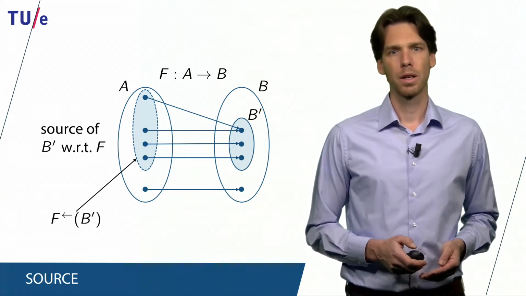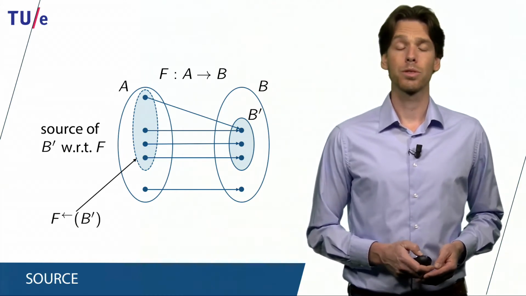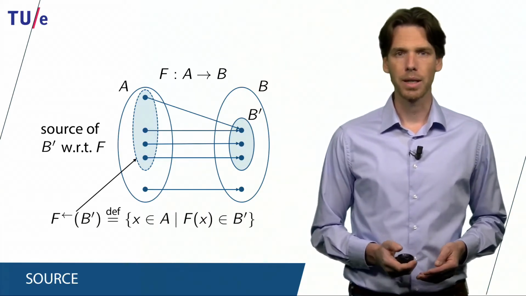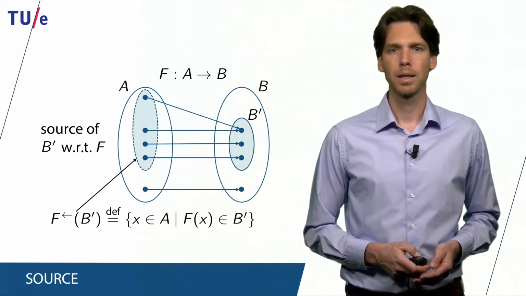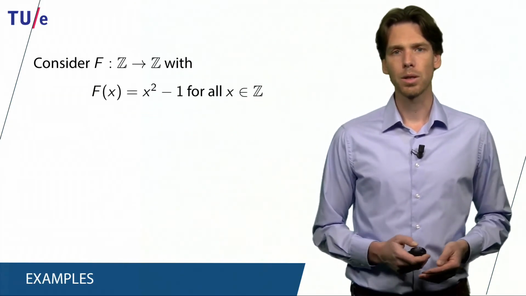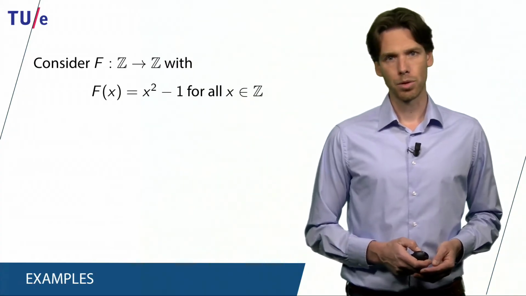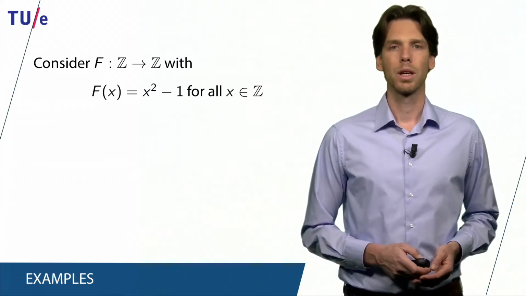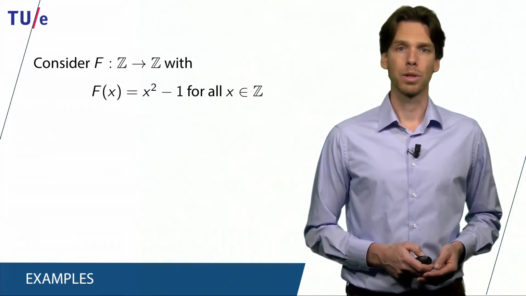And it's denoted with an F with a superscript left arrow applied to B'. It is defined as the set of all elements in the domain that map into B'. Let's illustrate the concept with a couple of examples, returning to our old friend the mapping F from integers to integers that first squares its input and then subtracts 1.